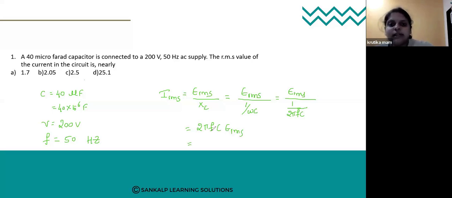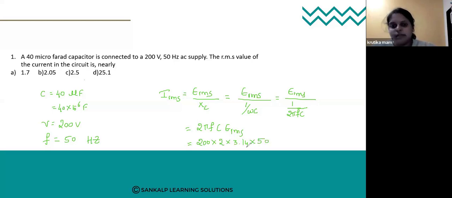So here the remaining values are given. The voltage of 200 volt that they have given is nothing but the ERMS value. So here we can substitute all the remaining values. So here the ERMS is 200, into 2, the value of pi is 3.142, into the frequency value, which is given as 50 hertz.